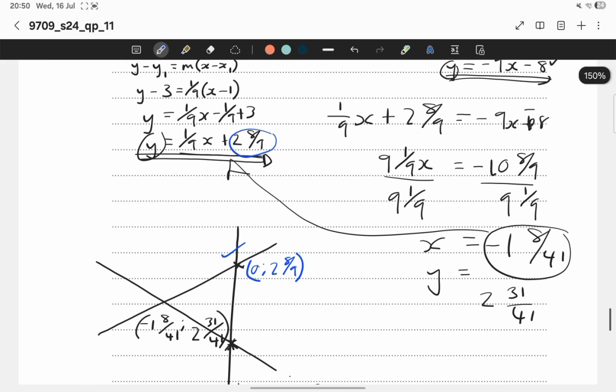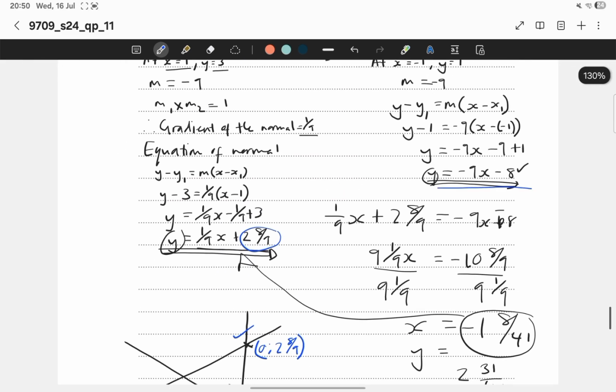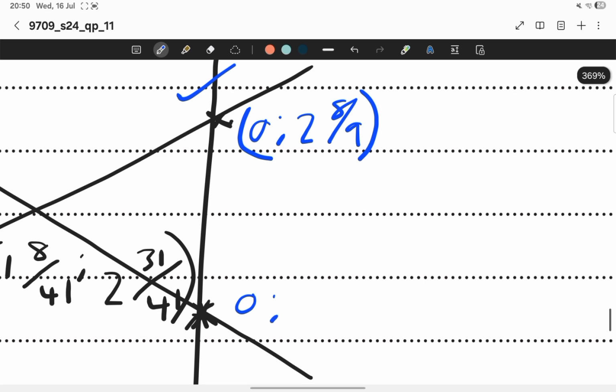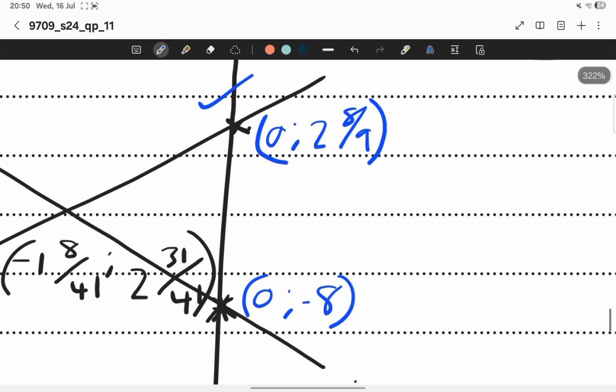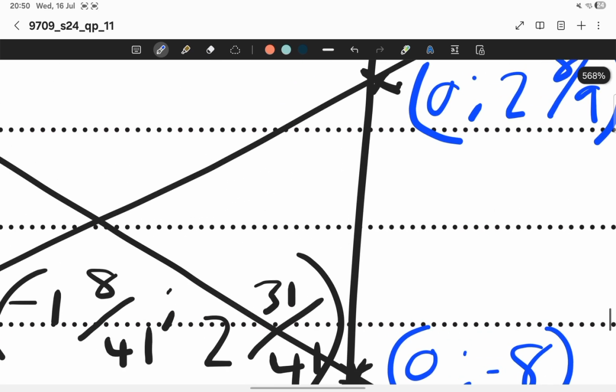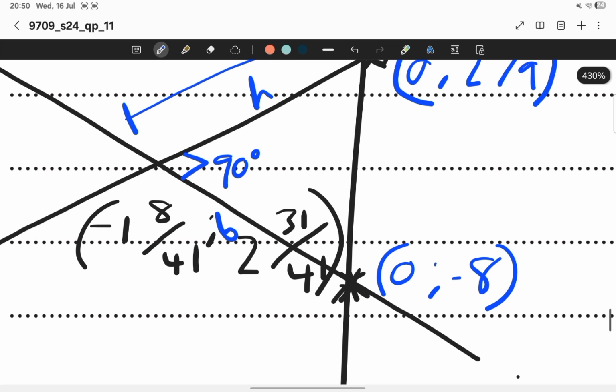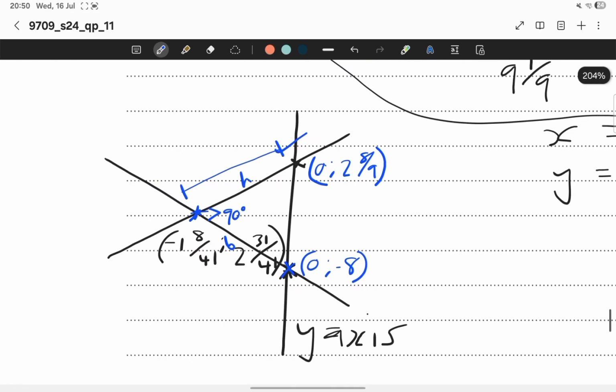And for this one, since it's y equals minus 9x minus 8, y equals mx plus c, we are having (0, minus 8). And we said the two lines meet at 90 degrees. So this should be our height and this should be our base. So we're going to get the distance between these 2 points and also the distance between this point and this one. Then we say half base times height.